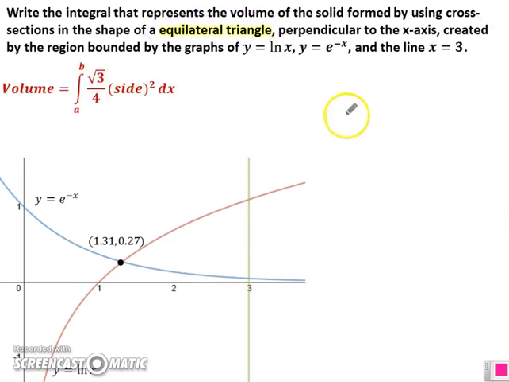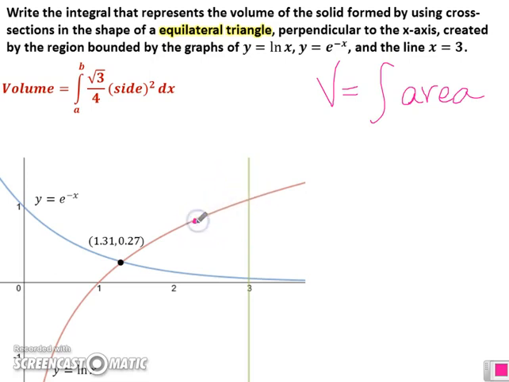So again, when you're dealing with cross sections, the volume using cross sections is always the integral of the area of whatever shape you're dealing with. In this case, the area of an equilateral triangle is the square root of 3/4 times the side squared. That's not something that you might know off the top of your head, but if you're an AP student, you need to memorize that.